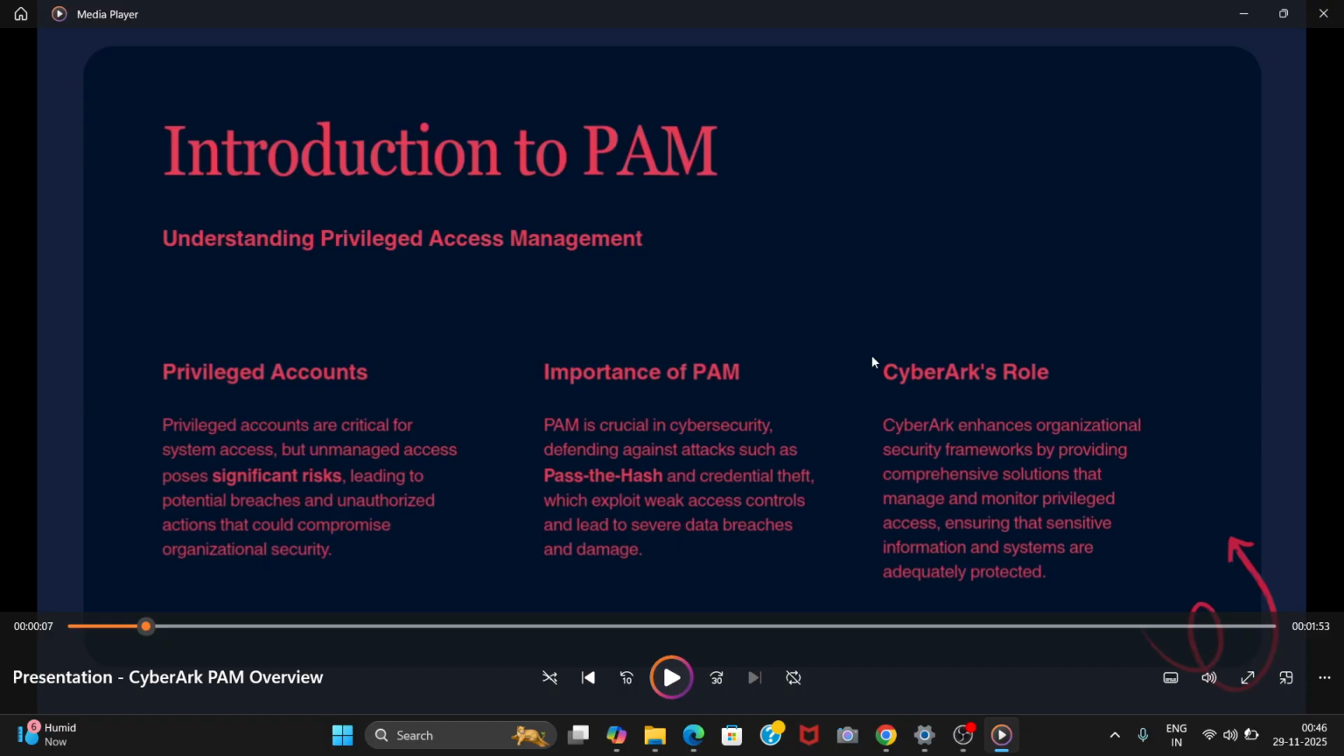Now we are going to check what the role of CyberArk is. What role is CyberArk going to perform in this activity? We will simply read this. CyberArk enhances organization security frameworks by providing comprehensive solutions that manage and monitor privileged access, ensuring that sensitive information and systems are adequately protected.